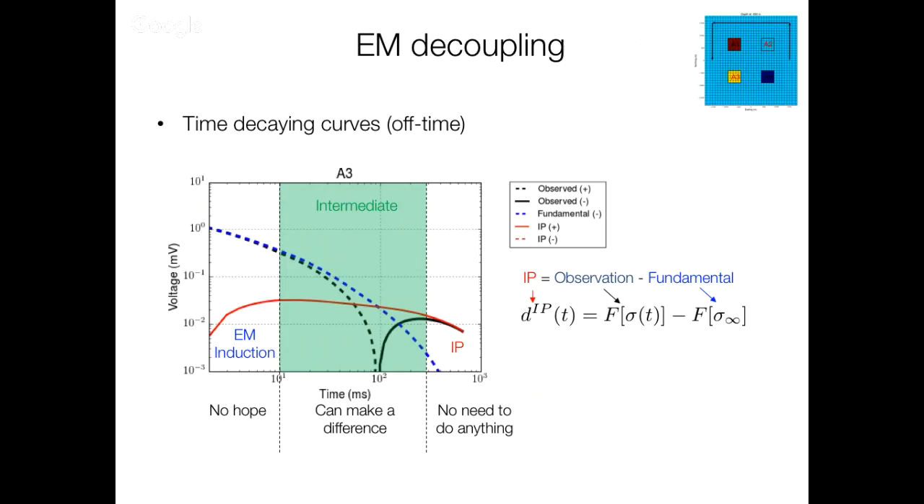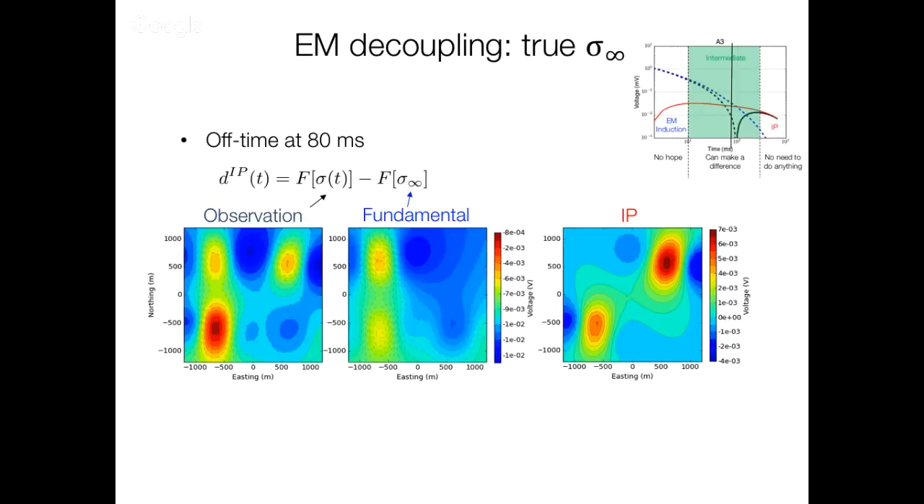Okay, so let's see what we can do with EM decoupling. We're interested primarily in this intermediate time where everything is kind of botched up. But we're going to do exactly the same thing, but we're going to have to subtract the fundamental. That means that we need to have some kind of a conductivity. So we have choices. Let's just, first of all, do a base case, suppose we had the true conductivity. So suppose we knew what the true conductivity was, so this is going to be a theoretical result, and we subtract that from here and get the IP data.